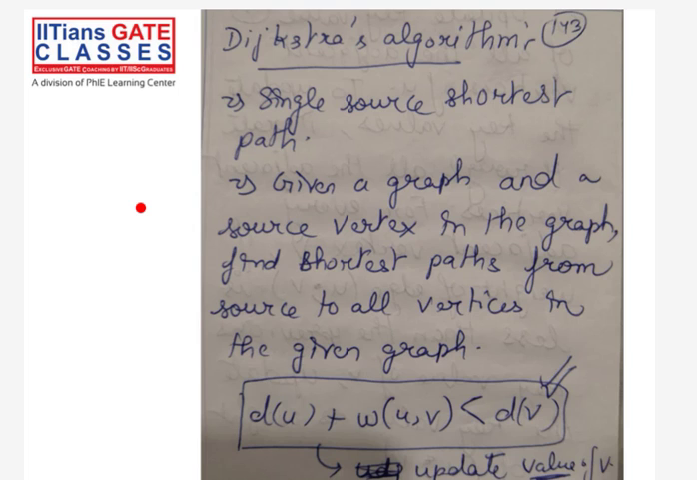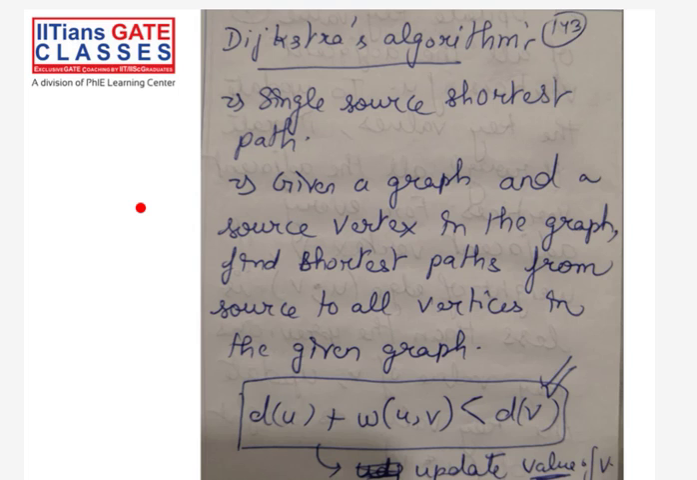Remember, Dijkstra's is again a greedy algorithm. The problem statement is: given a graph and a source vertex in the graph, find the shortest path from that source to all the remaining vertices in the graph. Of course, we are talking about simple graphs, so self loops are not allowed.